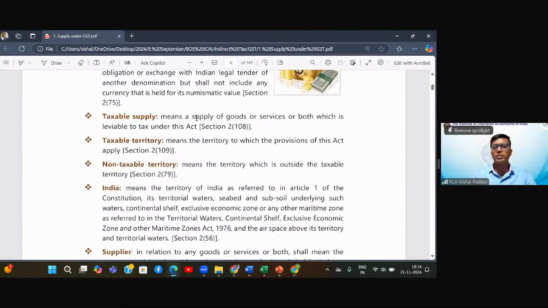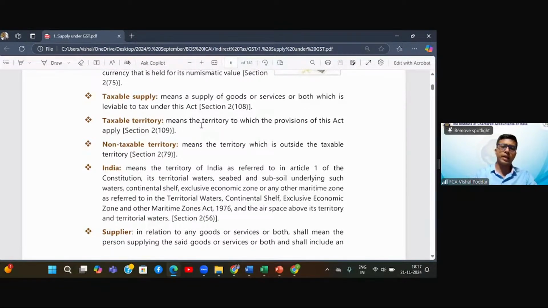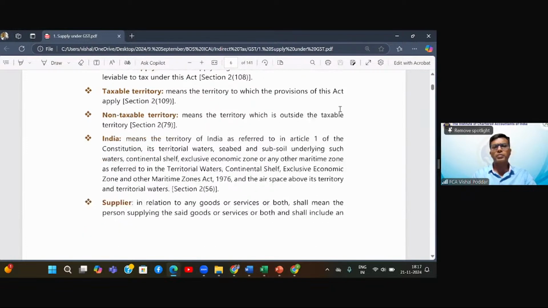Taxable supply means supply of goods or services or both, which is leviable to tax. In short, which is covered under Section 9. So that particular supply which is covered by Section 9, on which levy is created by the Act through Section 9, is what is taxable supply. Taxable territory, students, simply means India. They are saying it means the territory to which the provisions of this Act apply, it is India. And non-taxable territory is every place outside India.